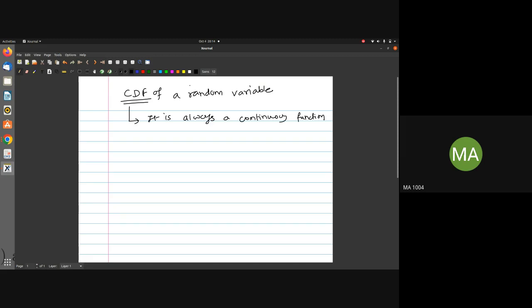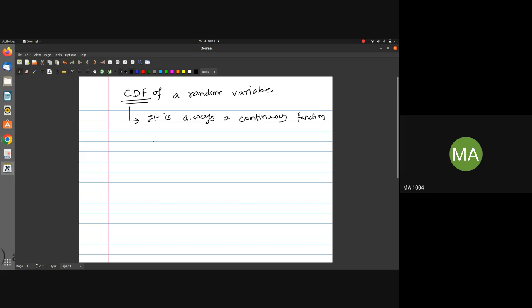It's a cumulative distribution function, and we can define it for a discrete random variable as well as a continuous random variable. But we know that CDF is a continuous function, right? Yes, sir. You don't have any doubts, right? Whether it is a discrete random variable or a continuous random variable, the CDF will always be continuous, correct?